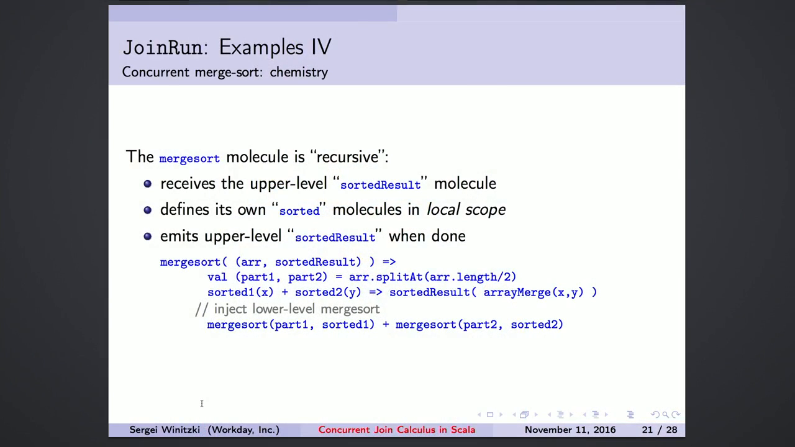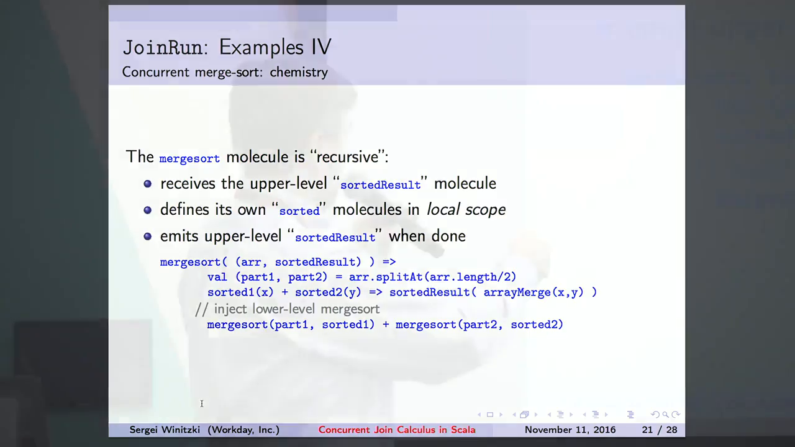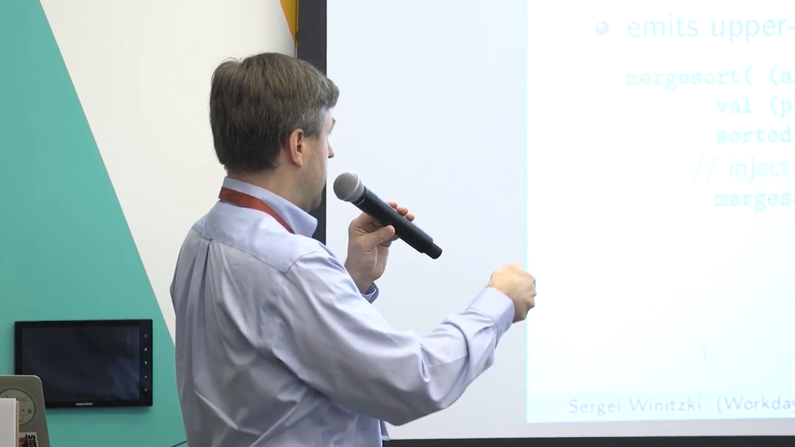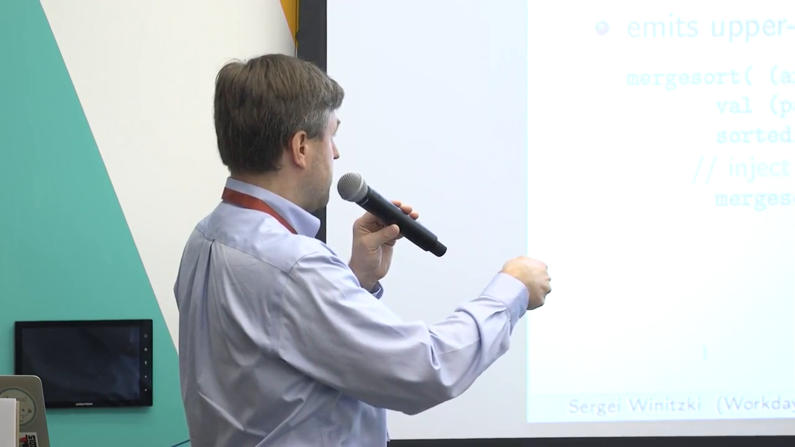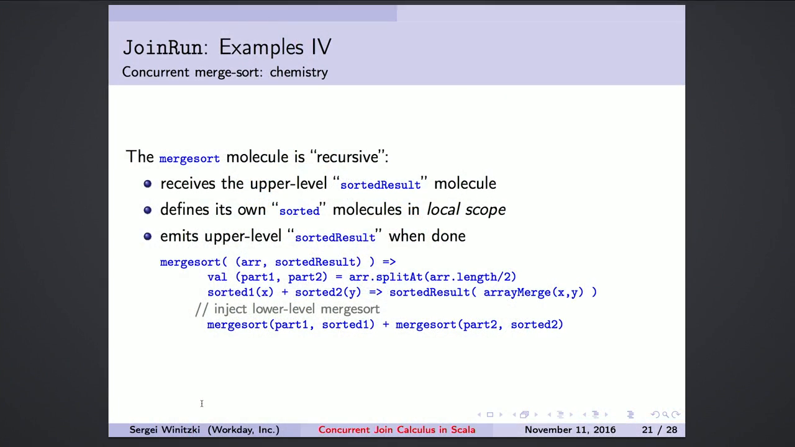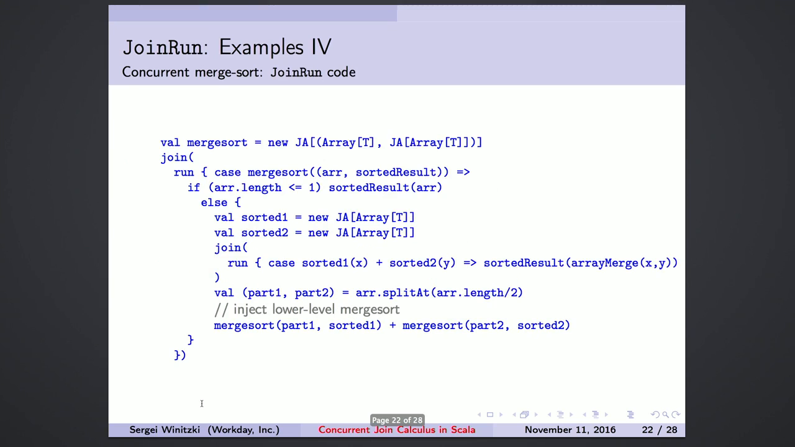Merge sort defines its own sorting reactions in its scope, injects the inputs for these reactions, gets the result, merges them, and returns. So this is the skeleton code for merge sort. You define this new reaction, and then you inject itself with these molecules, which it will inject and so on until you get, well, this is just a skeleton. The full code is here. Not much more complicated. It actually works.